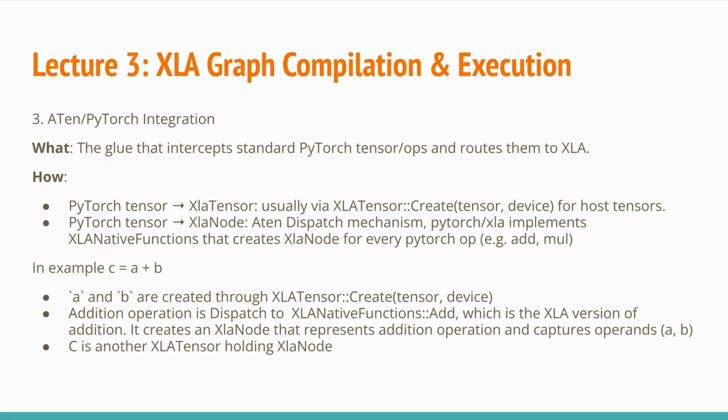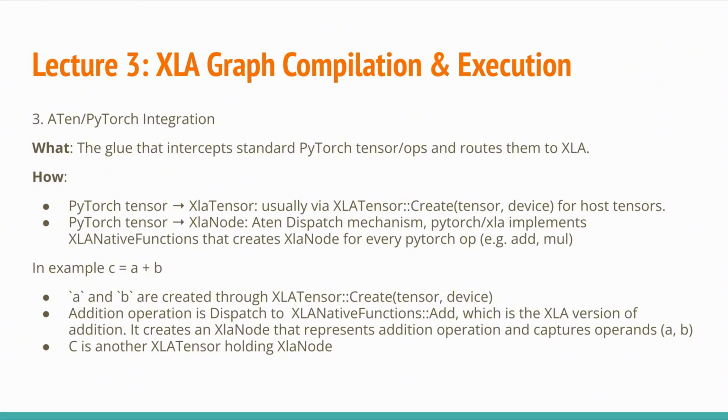For PyTorch operations, we have the PyTorch dispatch mechanism that allows us to intercept the regular PyTorch operation. Through this mechanism, PyTorch XLA implements XLA native functions, which is a huge set of kernels that create XLA nodes for every PyTorch operation, for example, addition or multiplication.